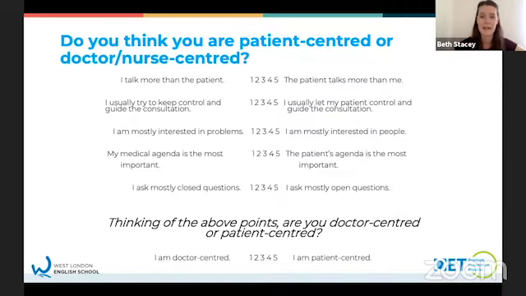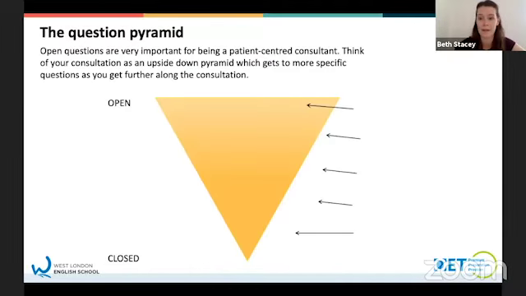But yeah, as I said, being patient-centered is important for OET if you want to get high marks. Now, looking at that last point about closed questions and open questions, you might be thinking, what are these? And this is something that we are going to look at later on. In fact, we're going to look at them right now.